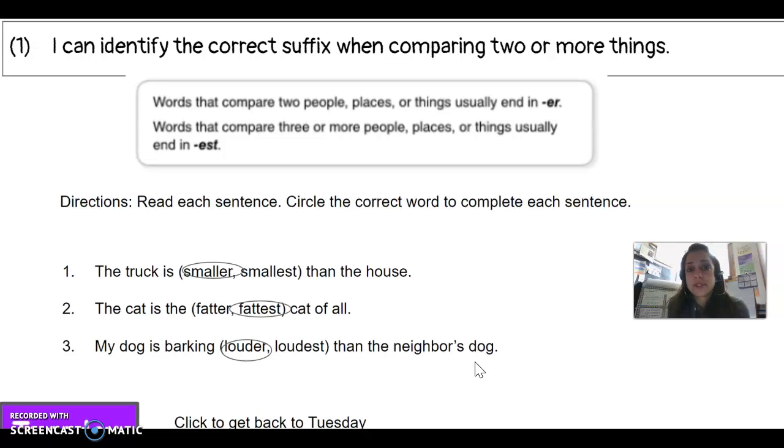We just met our purpose, third graders. I can identify the correct suffix when comparing two or more things. So if it's two things being compared, use that suffix er. If it's three things or more being compared, use that suffix est.